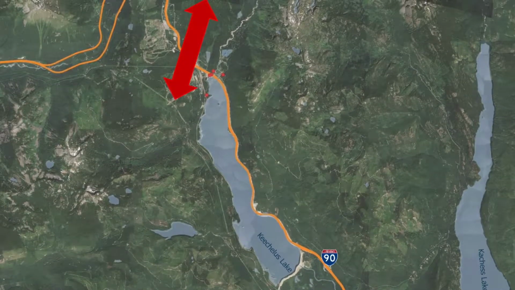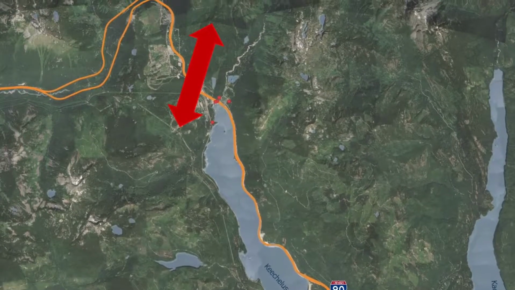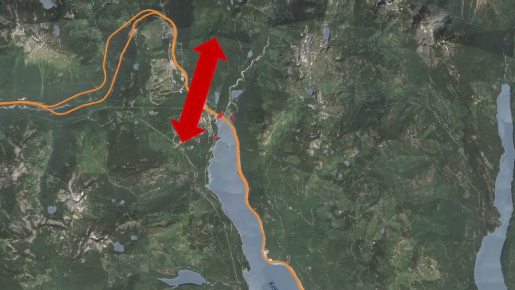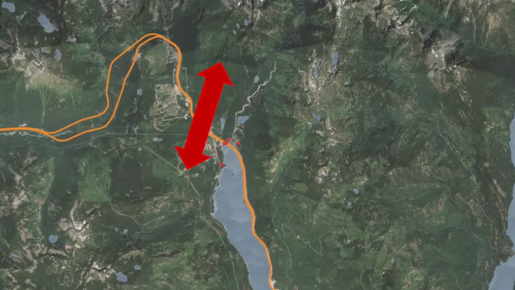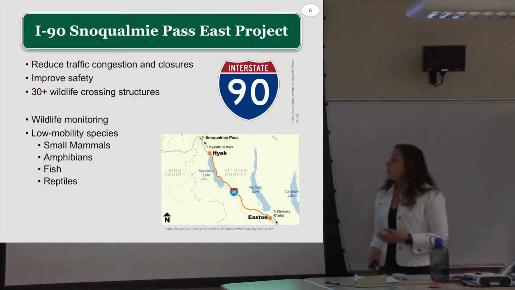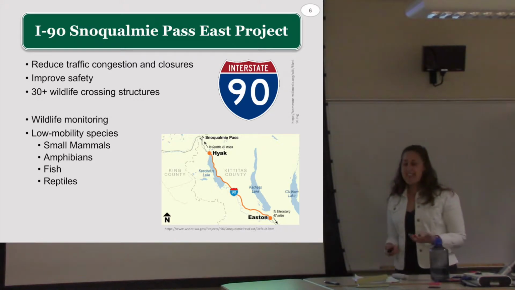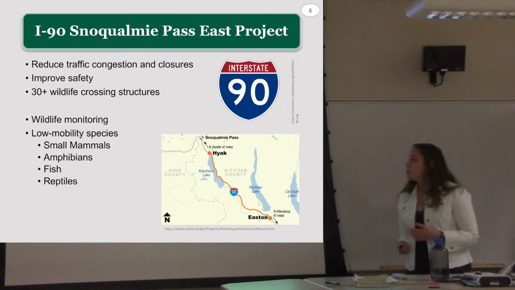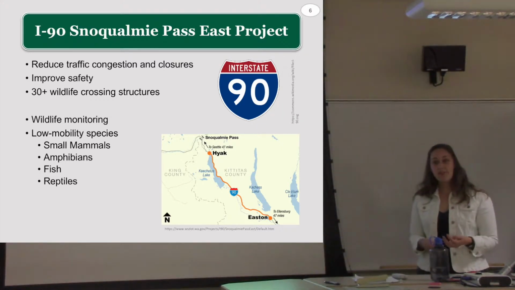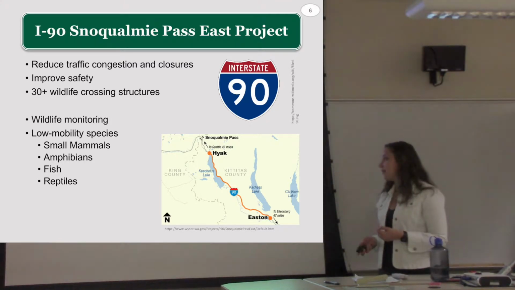So here's a map showing I-90 as it passes through the Central Cascade Range. I'm sure we're all familiar with this stretch of road. And I-90 serves as an awesome corridor for our movement east to west. However, it's a really great barrier for animal movement north to south. So I work within the I-90 Snoqualmie Pass East project, which once again, many of you may be familiar with. It's a 24-kilometer, 15-mile stretch of interstate that is involving lane expansion and other upgrades to reduce traffic congestion and seasonal closures from avalanches and rock slides, and ultimately to improve the safety of this stretch of road.